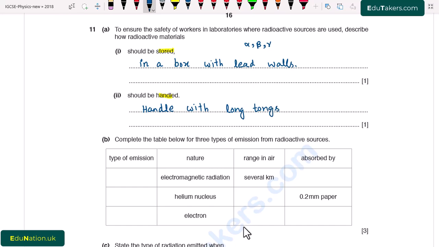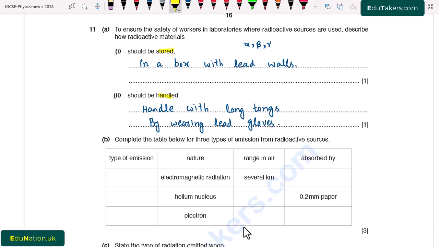And the second one, we can handle the radioactive materials by wearing lead gloves.